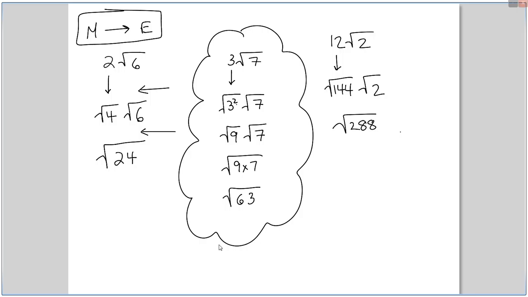Should we just keep going? Okay, let's just keep going. 5 square root 15. 5's easy. You guys know 5. What does 5 go to? 25. Make it a square root. 25 times 15 is something I can put in my calculator.